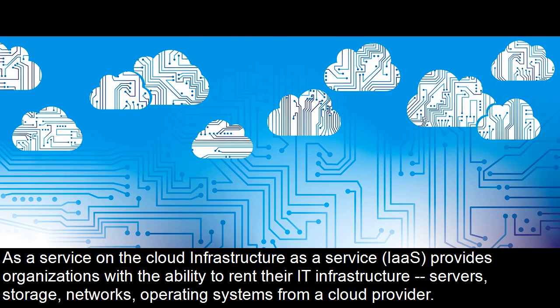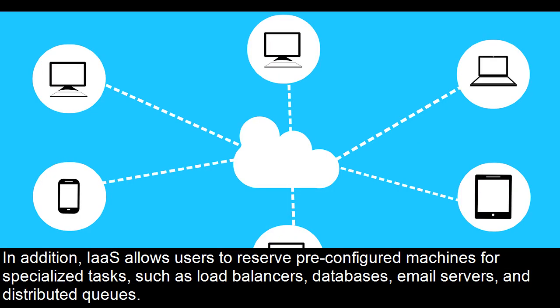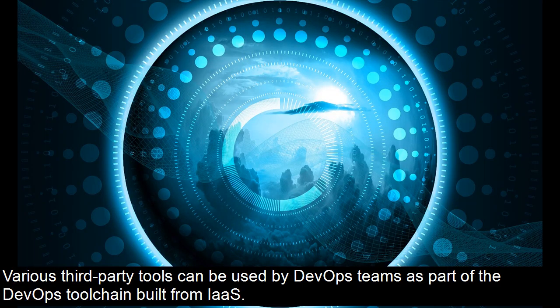As a service on the cloud, Infrastructure as a Service, IaaS, provides organizations with the ability to rent their IT infrastructure, servers, storage, networks, and operating systems, from a cloud provider. By using IaaS, users are able to reserve and provision raw physical server resources as needed. In addition, IaaS allows users to reserve pre-configured machines for specialized tasks, such as load balancers, databases, email servers, and distributed queues. Various third-party tools can be used by DevOps teams as part of the DevOps tool chain built from IaaS.